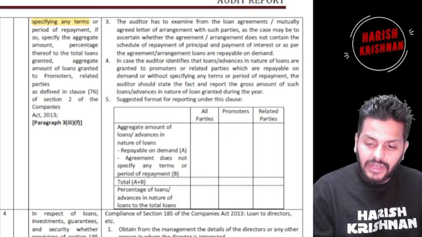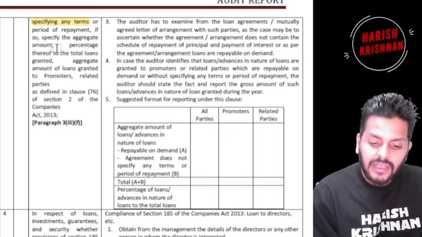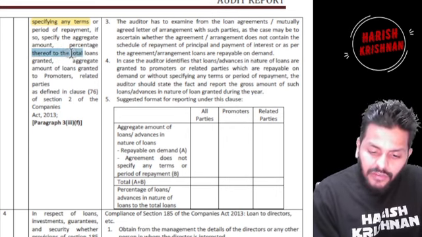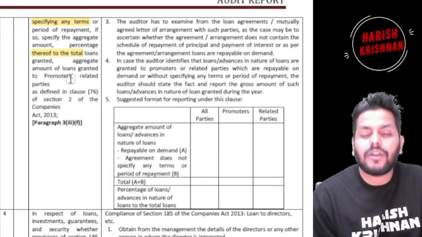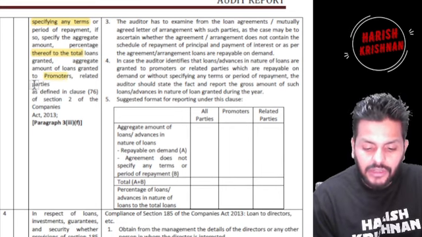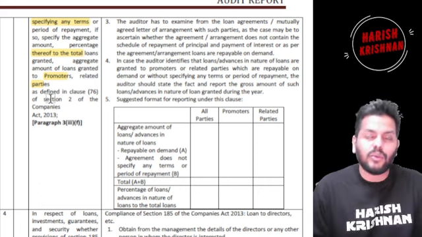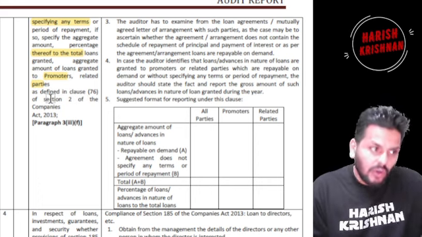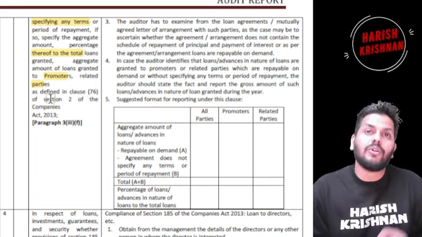So, have you given any of them? If so, specify the amount and percentage thereof to the total loans granted, from the loans granted to promoters and related parties, as defined in sub-section 76. Of the total loans given, how much is given to promoters and related parties?